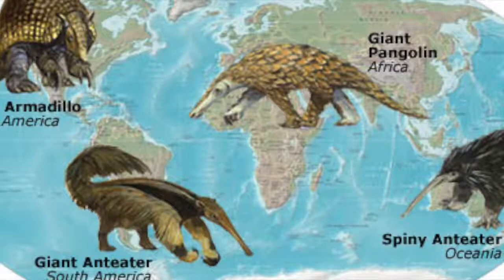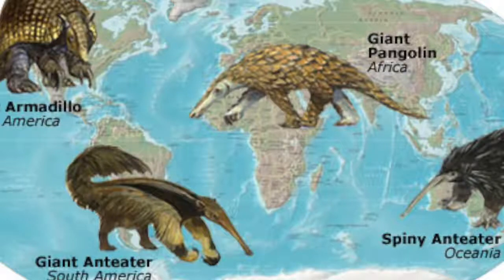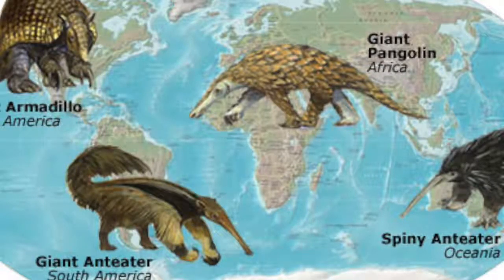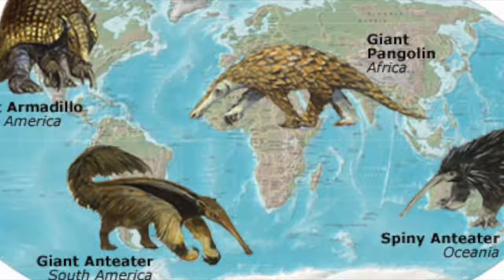In the image above, there are 4 different species of animals listed. The giant armadillo lives in North America. The giant anteater lives in South America. The giant pangolin lives in Africa, and the spiny anteater lives in Oceania. All these organisms have similar characteristics while not being related. This process, in which certain organisms have similar characteristics to another species, is called natural selection.